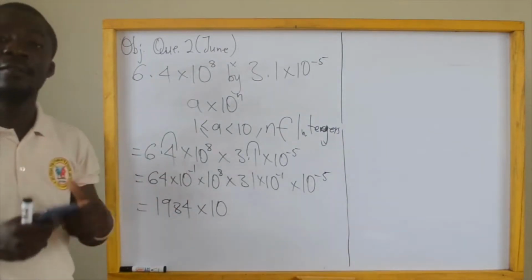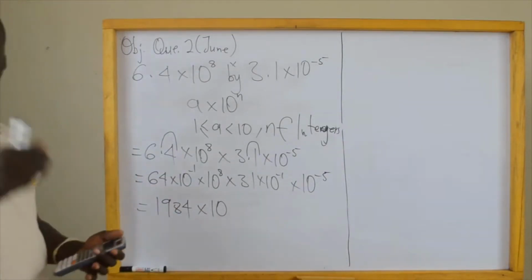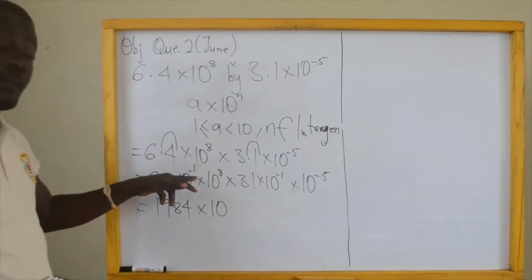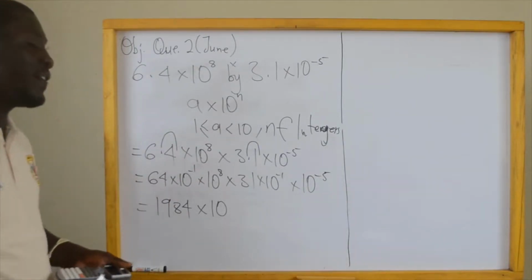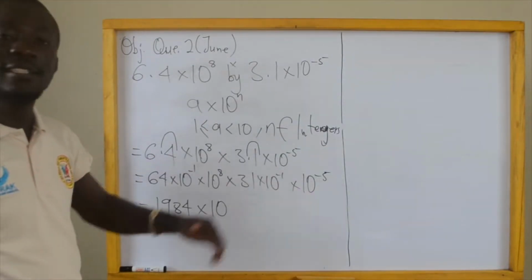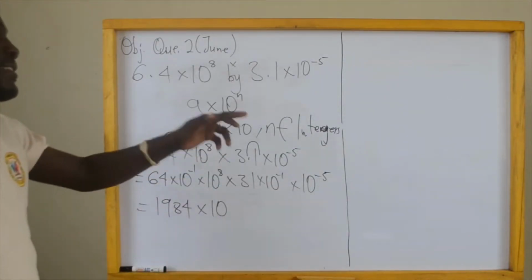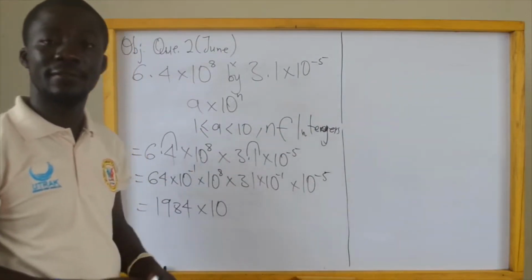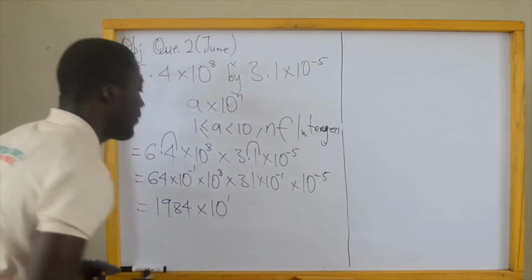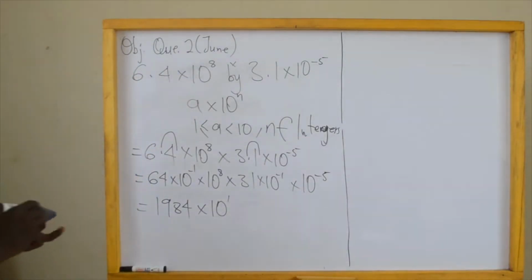Since all of them have the same base, what we are going to do is to add the exponents. So negative 1 plus 8 is going to give us 7. 7 plus negative 1 is going to give us 6. 6 minus 5 is going to give us 1. So this is what we are going to have.